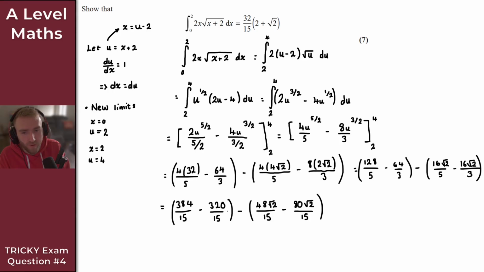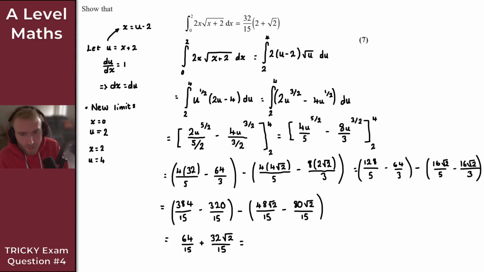So 384 minus 320, that's going to be 64, right? I get 64 over 15 minus them. So 48 root 2 minus 80 root 2, that gives me minus 32 root 2 over 15. So this bit here is negative, but because we're subtracting that, it's just the same as adding it, right? So what I get here is plus 32 root 2 all over 15.